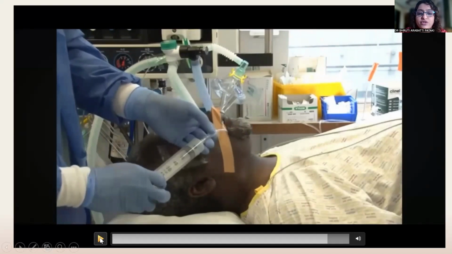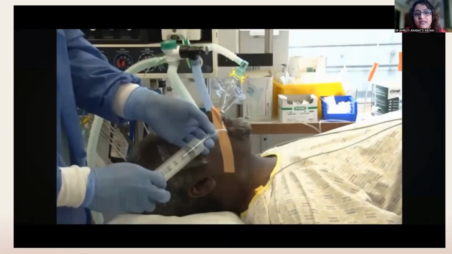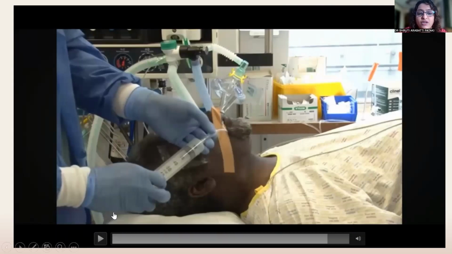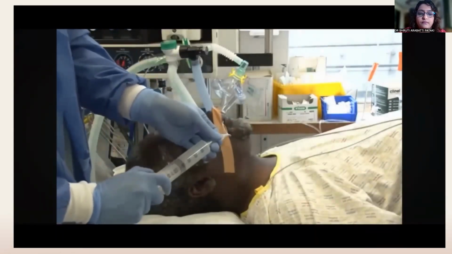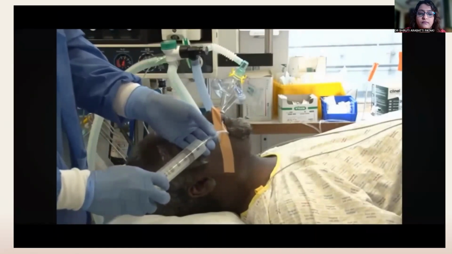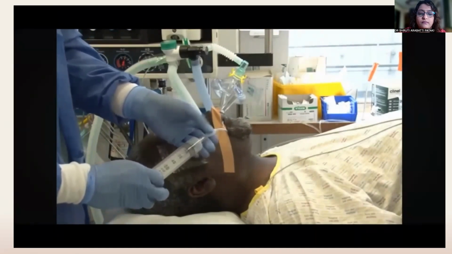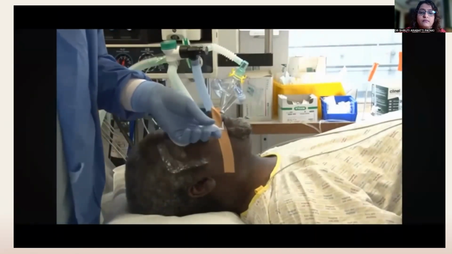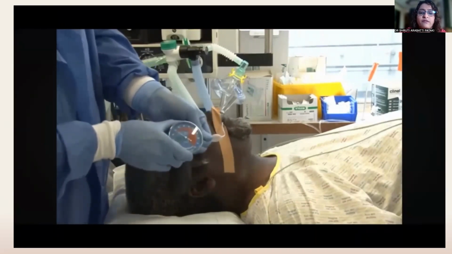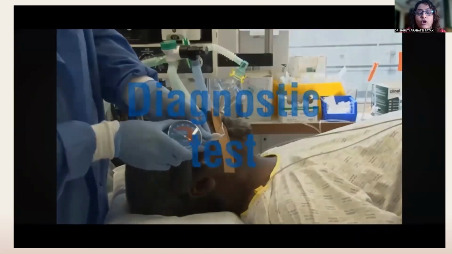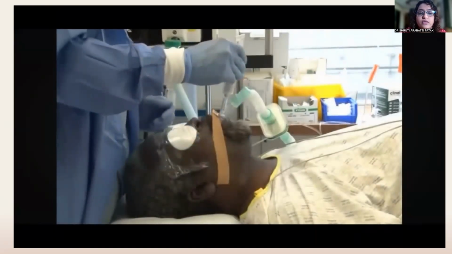Ideally, you should not be restricting the movement of the LMA like this when you're inflating the cuff, because the bob up is another confirmatory sign that the LMA is in place. So this part I would not really concur with. The pressures are not more than 60 centimeters.